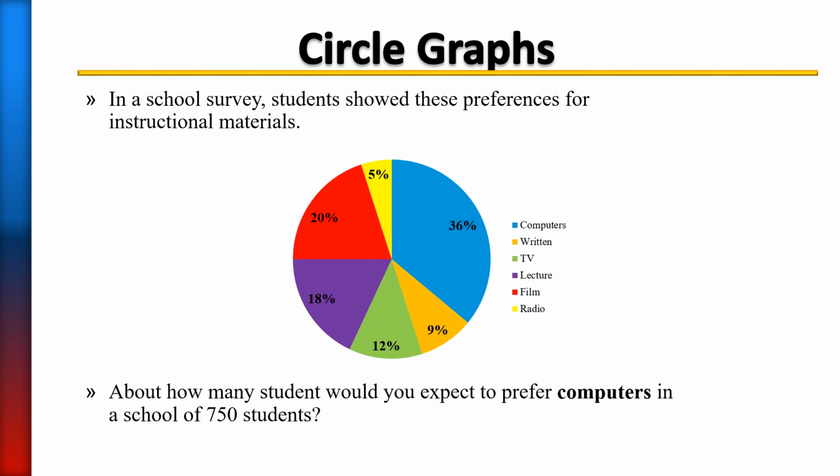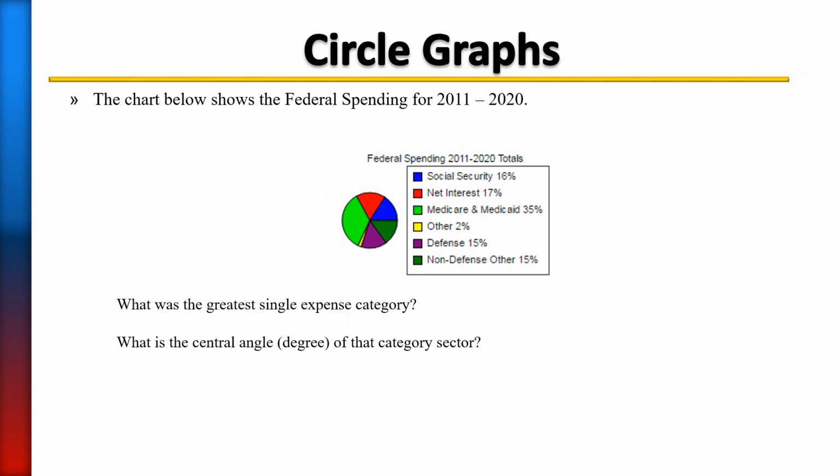So go ahead and get your calculators out. I'll give you a minute. And tell me what you got. Well, let's see what you got. Okay, so typing in 0.36 times 750, enter. It should have given you 270 students. So that means that 270 students of that 750 total preferred computers as their form of instruction.